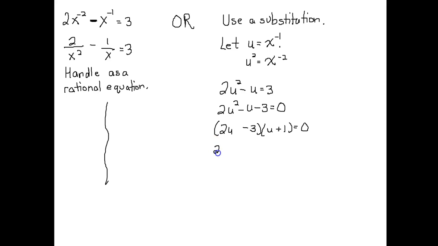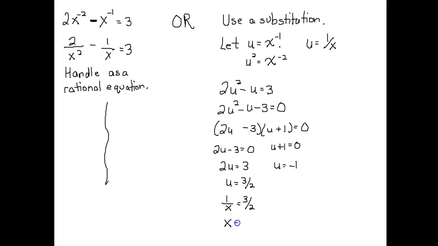There you go. So 2u minus 3 is 0. 2u is 3. U is 3 halves. If u plus 1 is 0, u is negative 1. But remembering, that's not the answer. U is the same thing as x to the negative 1, or 1 over x. So if 1 over x equals 3 halves, then x would equal 2/3. If 1 over x equals negative 1, then x equals negative 1. Go back, check, make sure it all works.